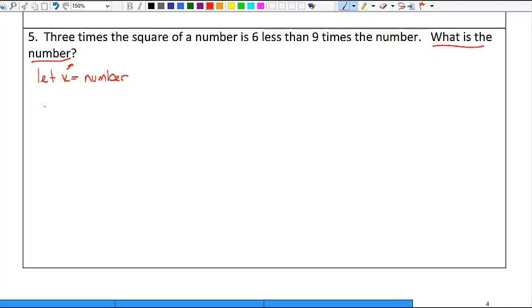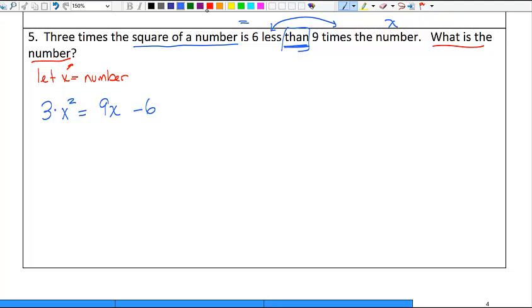I can't really draw a picture on this one, so let's go ahead and try to write the equation. I'm going to go ahead and read this. It says 3 times the square of a number. So 3 times means I'm taking 3 times the square of a number. Well, the number that we don't know is x squared. So 3x squared is, now "is" means equals, 6 less than, remember that the word "than" switches the order, so when I have 6 less than, I'm going to have something minus 6. And then 9 times the number. The number again is the x. So we have 9 times the number x less 6. So this is my equation.